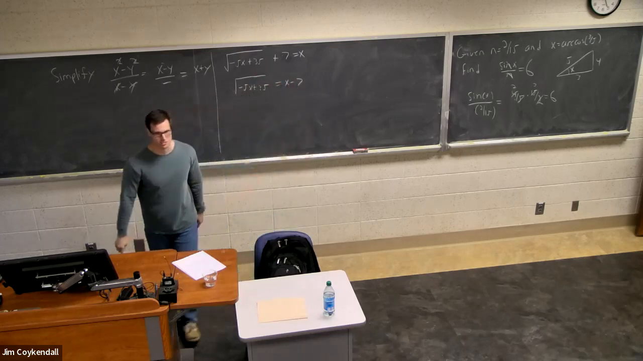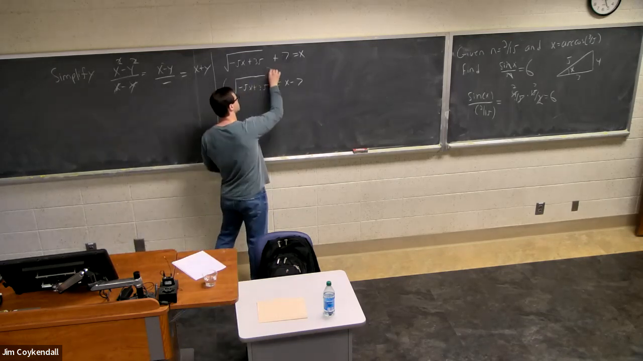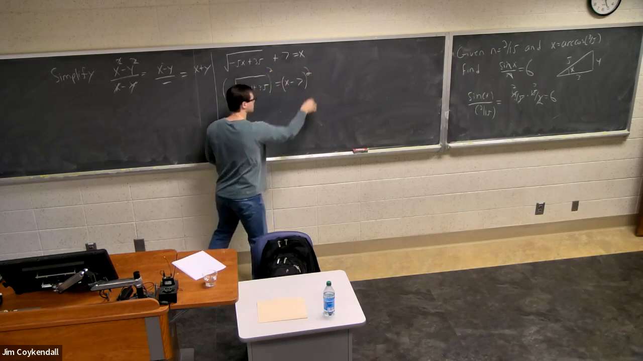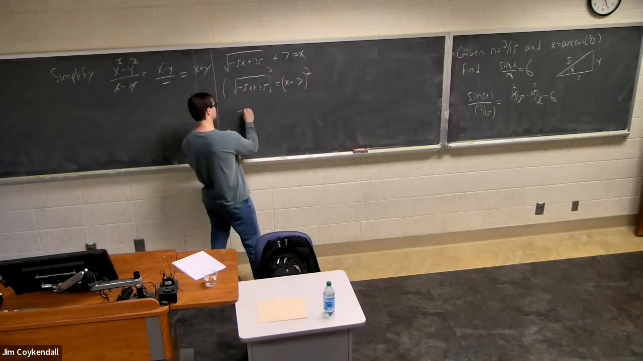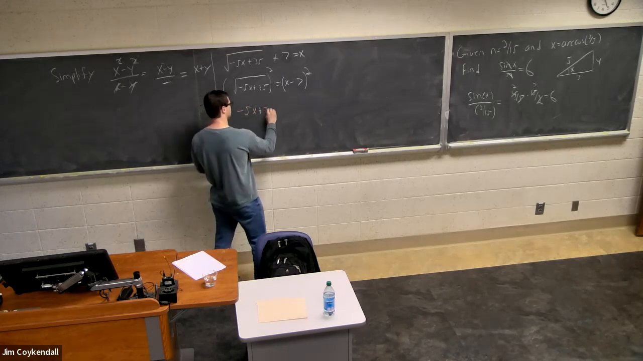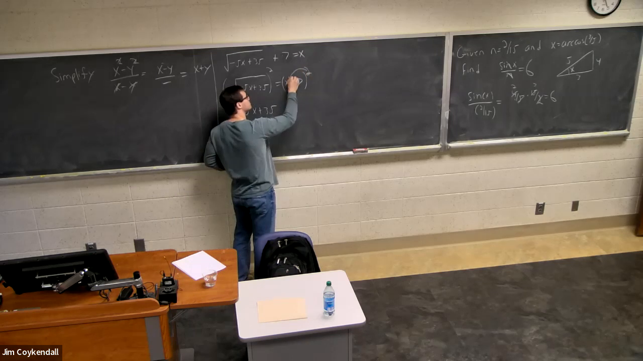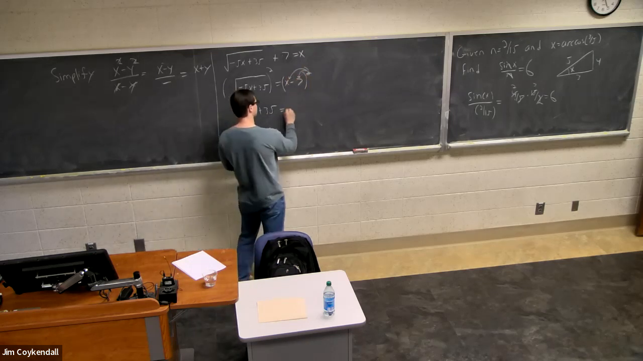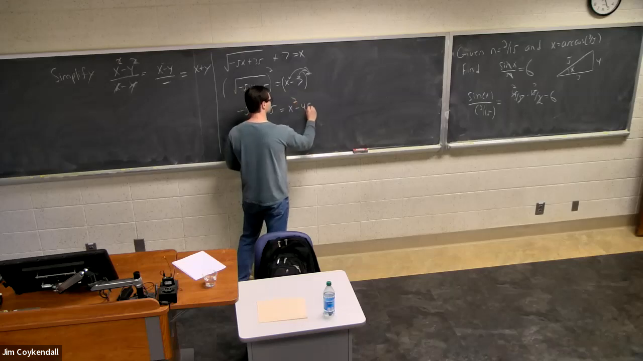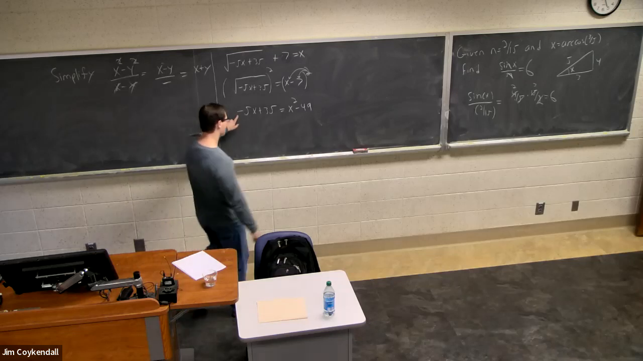So nothing yet, right? Square both sides. We know how to square a square root, this goes away. We know how to square this. Both of my terms get squared. And now we just solve. All right, what do we have?